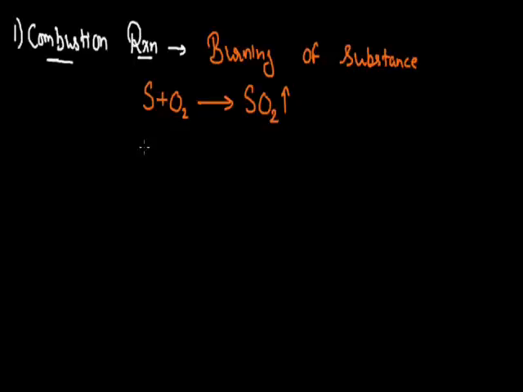Now in place of sulfur, if I take phosphorus, a molecule of phosphorus when reacted with 5 molecules of oxygen, as a product we get phosphorus pentaoxide. In this reaction again, a phosphorus material is going to react with oxygen, or it's going to burn. So this reaction can also be taken as an example of combustion reaction.